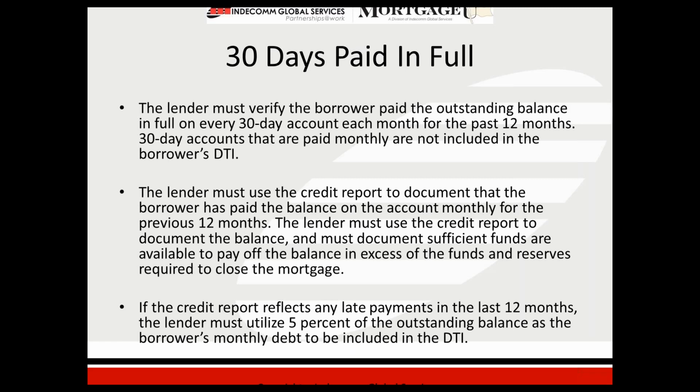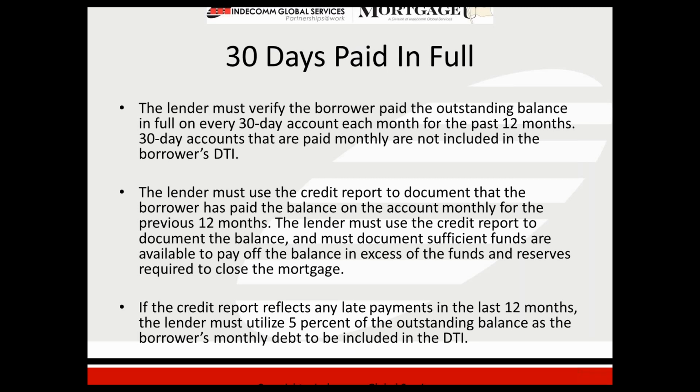Next bullet point, the borrower must use the credit report to document that the borrower has paid the balance on the account monthly for the previous 12 months. So you have to look at that history and make sure that that's been paid on time for the previous 12 months. You use the credit report to document the balance, and here's new information.